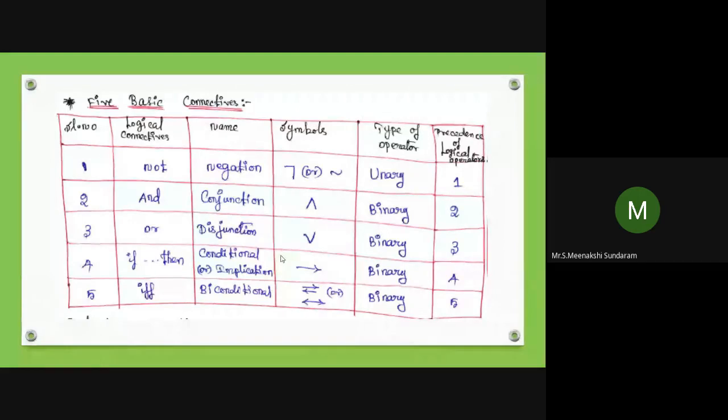These are the 5 basic operators. Next, what is the truth table we are going to use for these?